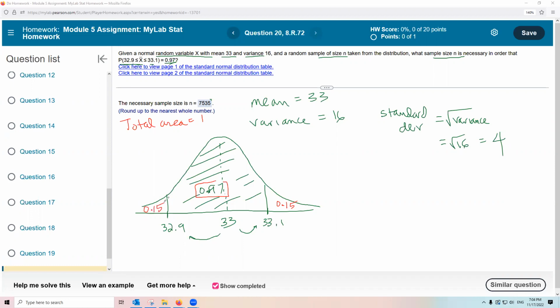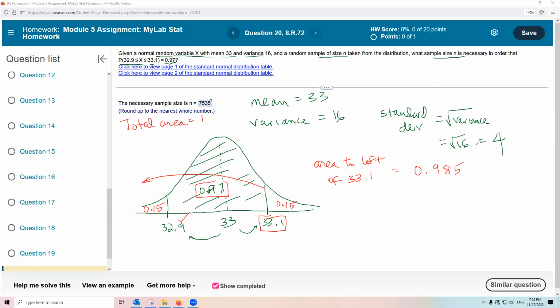All right, well, I'm going to pick one of these values to work with. I'm going to pick, let's say, this 33.1 to work with. I can also pick 32.9, but I'm going to pick 33.1. Now, let me see the area to the left of 33.1. If I notice here, the area to the left of 33.1 is the sum of 0.97 and 0.015. So that area is 0.985.